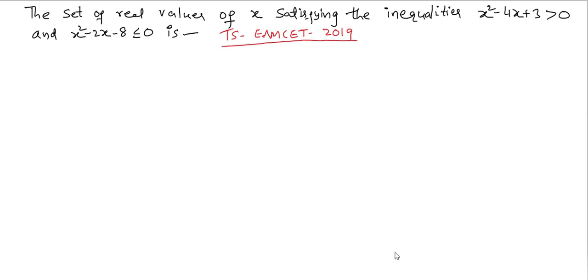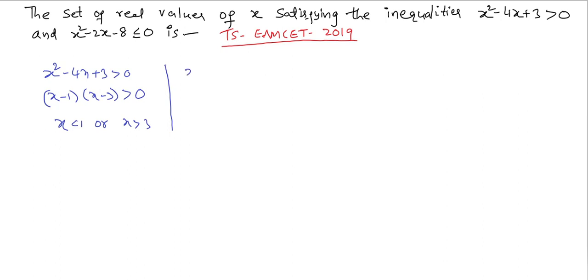The set of real values of x satisfying the inequalities x square minus 4x plus 3 greater than 0 and x square minus 2x minus 8 less than or equal to 0 is dash. This is TSMCET 2019 question. Here the first relation is x square minus 4x plus 3 greater than 0. That means x minus 1 into x minus 3 greater than 0. So x belongs to, from this equation, x less than 1 or x greater than 3.